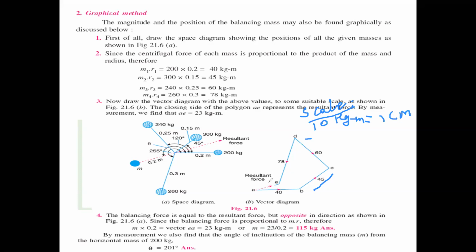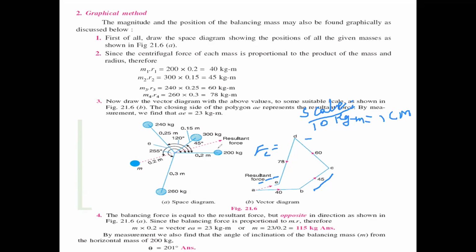Now the first point is known and the last point is known. This is enclosed with the dashed line. Now you measure this dashed line. That value is the resultant force, FC. If you measure that, the value will come, for example 2 centimeters. Here vector AE value is 2.3 centimeters, so 23 kg meters.